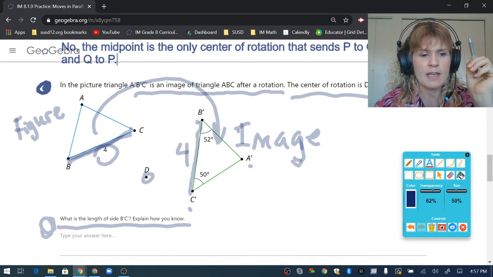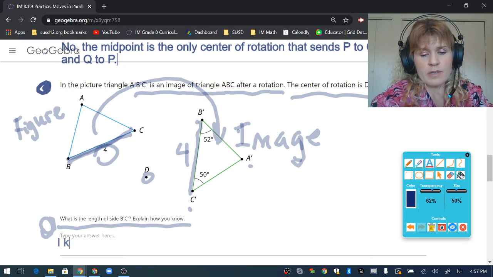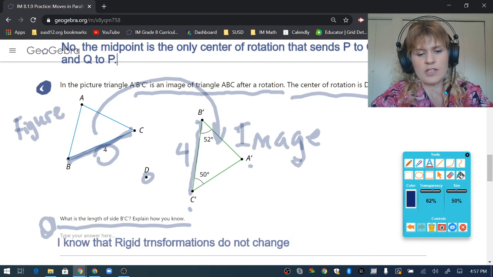Let me type in my answer. And it says explain how you know. So let's explain that. I know that rigid transformations do not change lengths or angles.